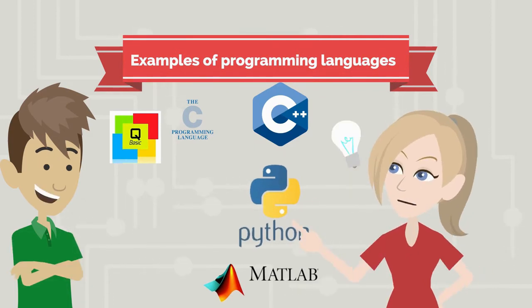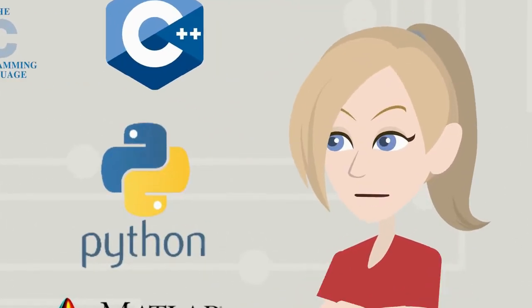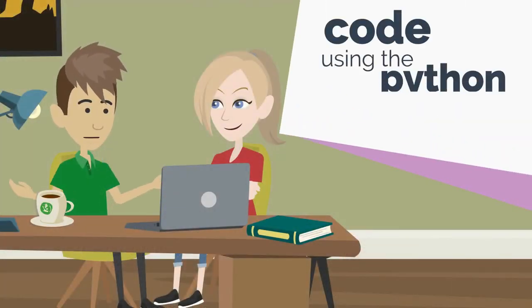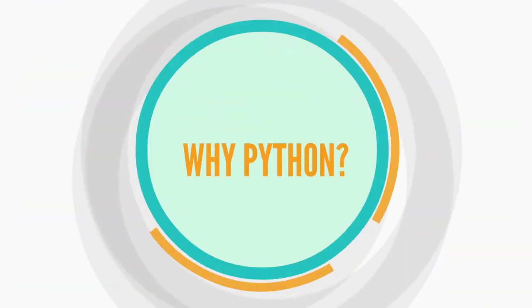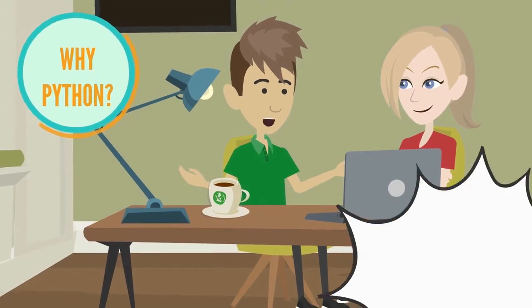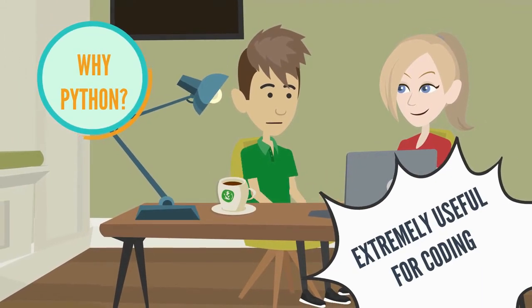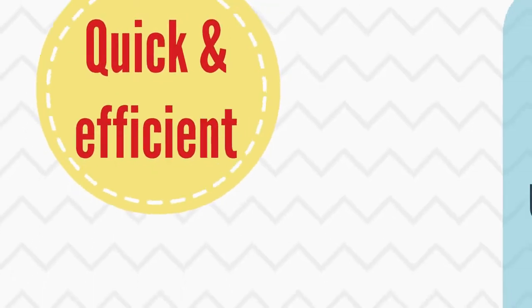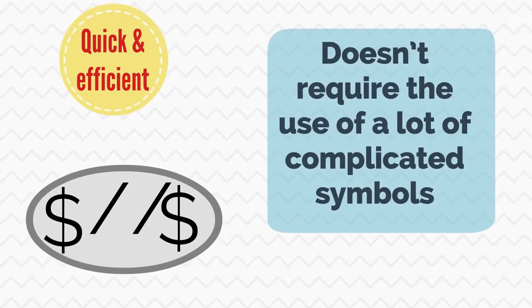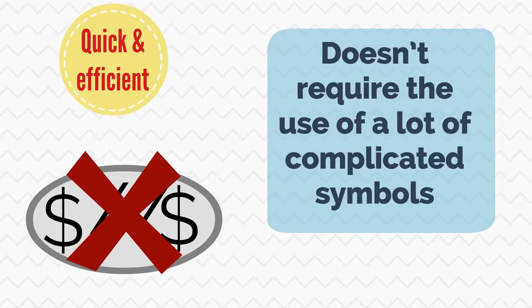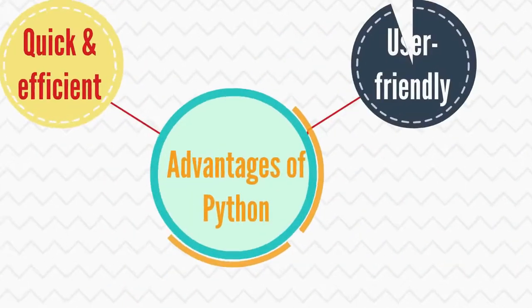Oh, so that's what you meant by, I have to complete this Python code on time. That's right. I was writing my code using the Python language. But why Python? That's a good question. There are a number of things that make Python extremely useful for coding, especially for beginners. First of all, it's quick and efficient. It doesn't require the use of a lot of complicated symbols, like hashes and dollar signs, that a lot of other programming languages require.